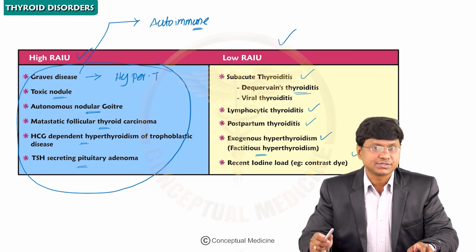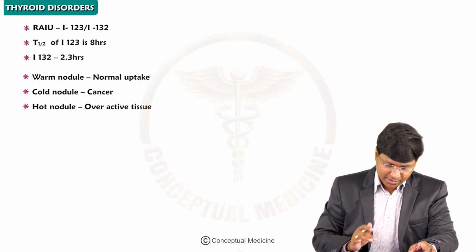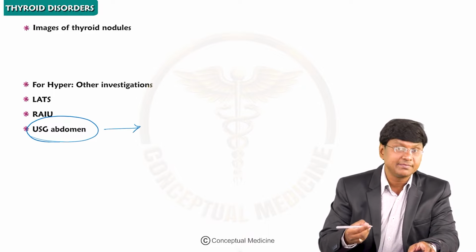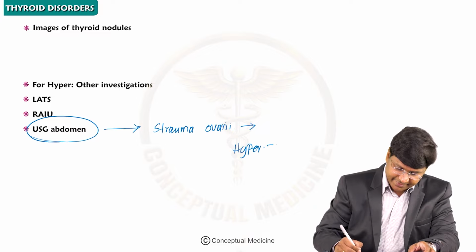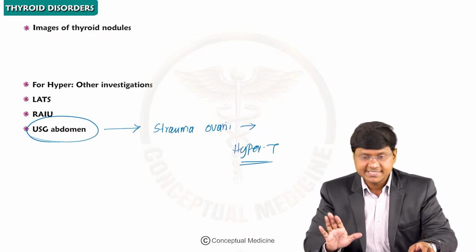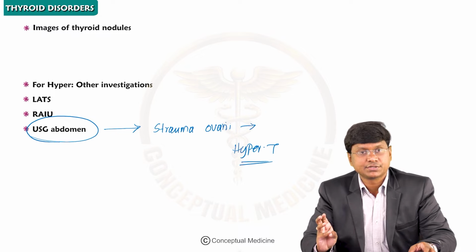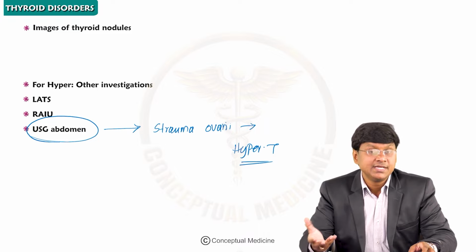Apart from this, even the USG abdomen is very important for the diagnosis of thyroid related disorders. Its importance is mainly for diagnosis of ovarian malignancies like struma ovarii, a clinical condition which can lead the individual to hyperthyroidism. So these are your investigations for thyroid related disorders: T3, T4, TSH, followed by radioactive iodine uptake studies, then the ultrasound abdomen, and then certain disorders where you have to test for antibodies.